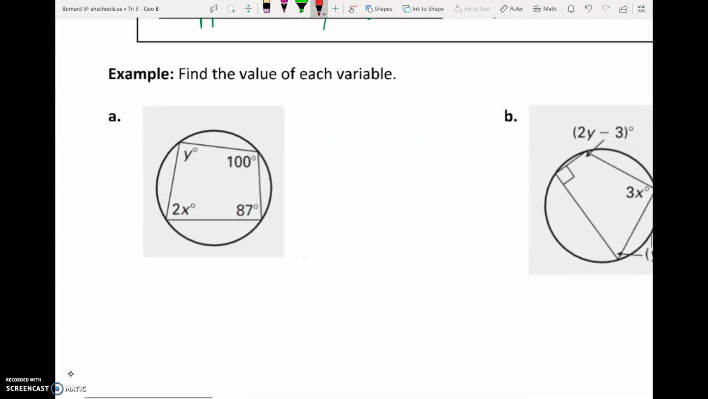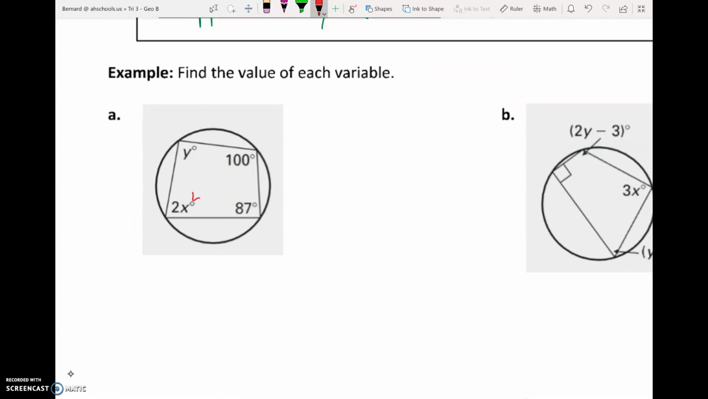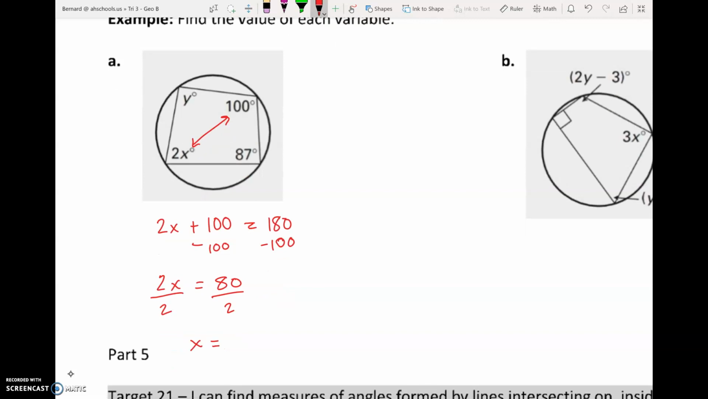And so let's do that. So if we want to do the x one, the 2x and the 100 are across from each other. So 2x plus 100 should equal 180. And we'll subtract 100. 2x equals 80. And we'll divide by 2. And we get that x equals 4.